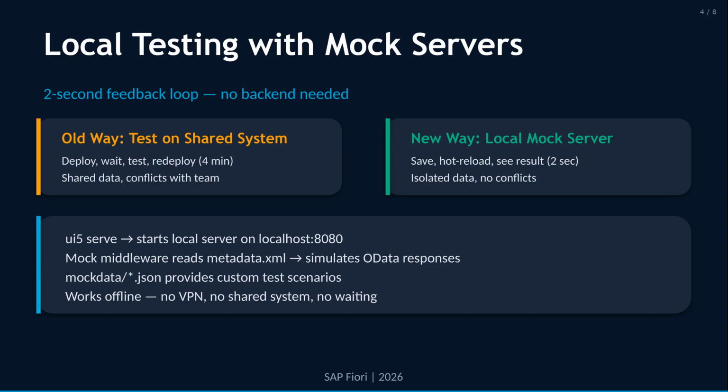For OData mocking, you have two options. First, the ui5 middleware mock server reads your OData metadata file and generates fake data that matches your entity structure. Second, for more realistic testing, you can record actual OData responses from a real system and replay them locally using the ui5 proxy middleware. The workflow becomes: code a change, save the file, the browser hot reloads, and you see the result instantly. No deployment, no waiting for a shared system, no conflicts with other developers. This tight feedback loop is what makes modern UI5 development fast.